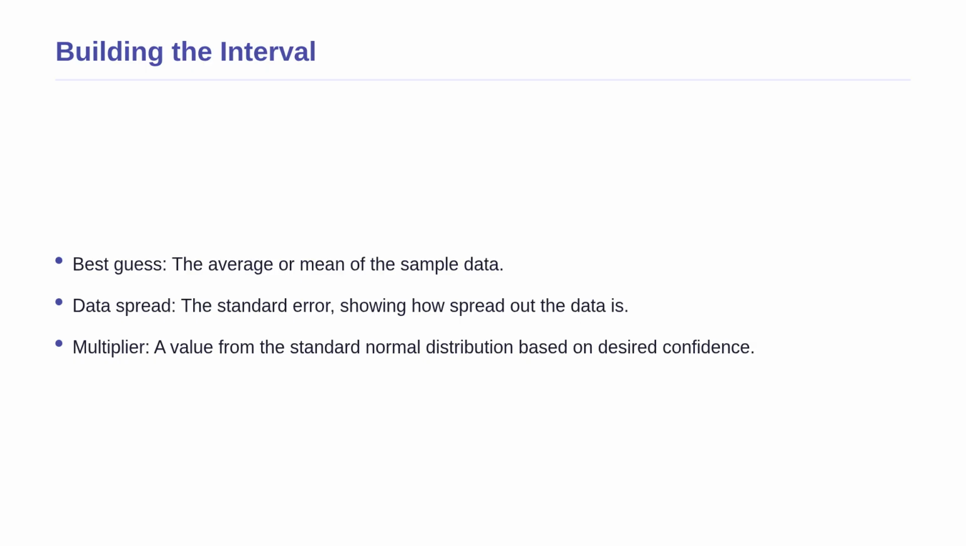Before we look at the math, let us identify the three pieces of information we need to build this interval. First, we need our best guess, which is simply the average or mean of our sample. Second, we need to know how spread out our data is, which is represented by the standard error. Finally, we need a multiplier that represents how confident we want to be. This multiplier comes from the standard normal distribution. When we put these three components together, we create a powerful formula that adds and subtracts a specific margin of error from our sample mean.